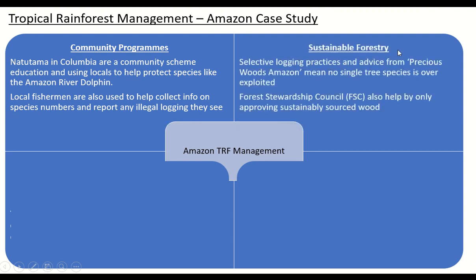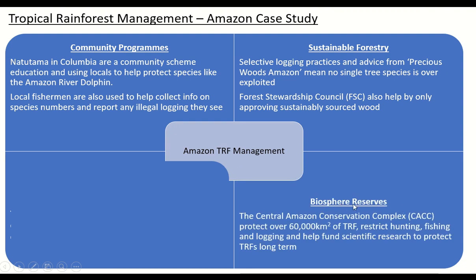Another way is sustainable forestry, and we do this quite regularly in this country as well. You do something called selective logging. You don't just chop down all of the trees, you chop down only the ones you want. And a group called Precious Woods Amazon try and make sure that there's no single overexploited tree species in the Amazon. And the Forest Stewardship Council, or the FSC, you might have seen their logo on products like toilet paper. They help by only using sustainably sourced wood for their products.